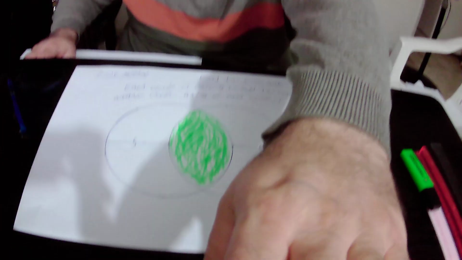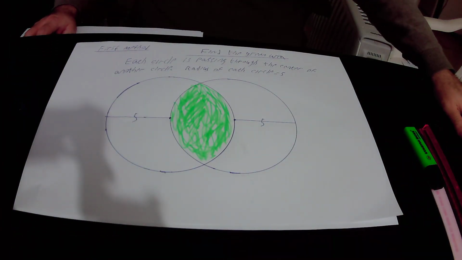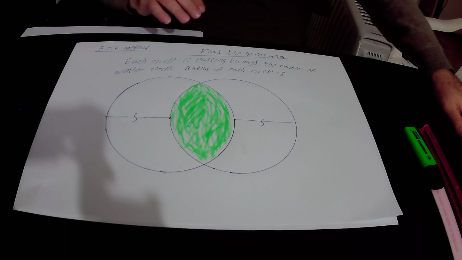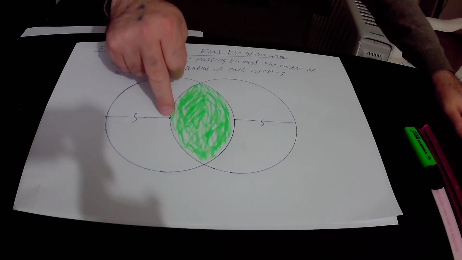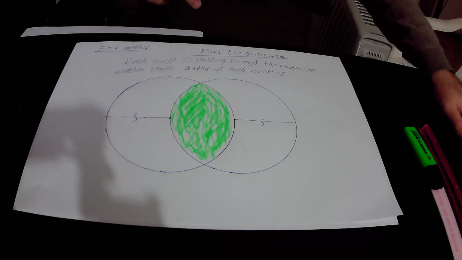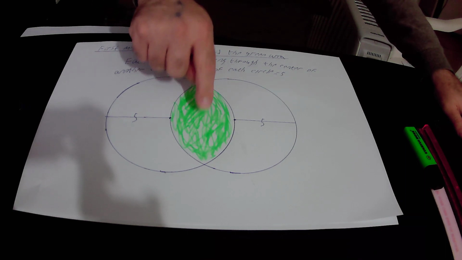Hello, in this lecture we'll find out the area of the green shape using two different methods. In the drawing we have two circles. Each circle is passing through the center of the other circle. So this is the center of this circle and this is the center of this circle, and the radius of each circle is equal to 5 units, and we want to find out the area of this green shape.